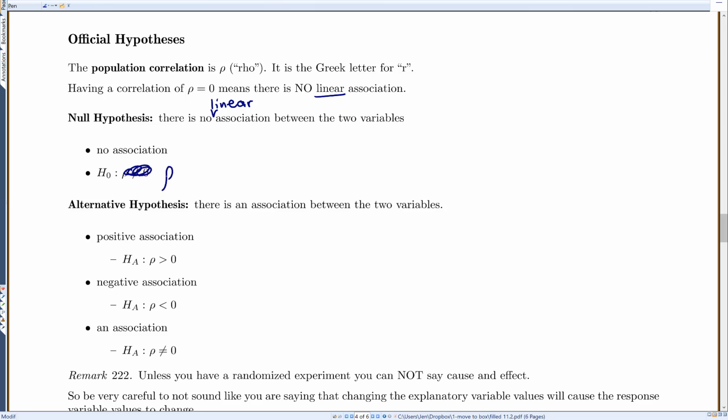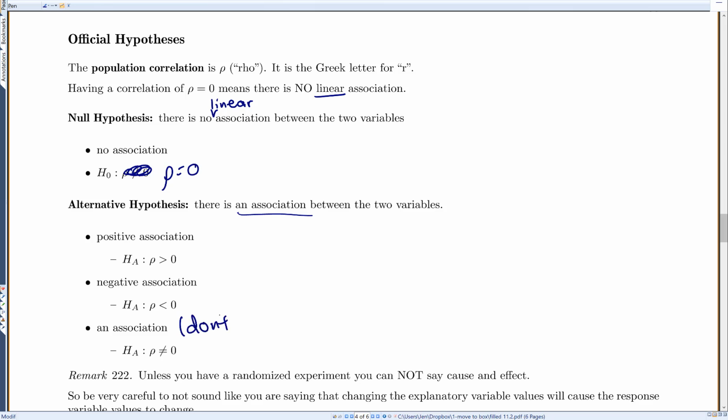Sorry, that is definitely a typo. Rho equals 0. And then the alternative is that there is an association between the two variables, but we can break that up. We have 3 options. The first is a positive association, that my population correlation is greater than 0. Or you could have a negative association, which would be that your correlation is less than 0. Or it could just be an association, which is just not equal to 0.